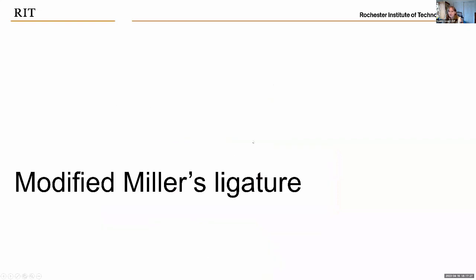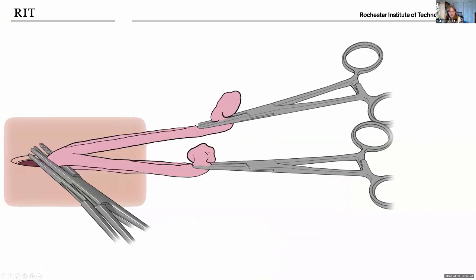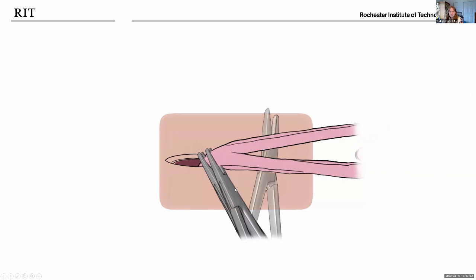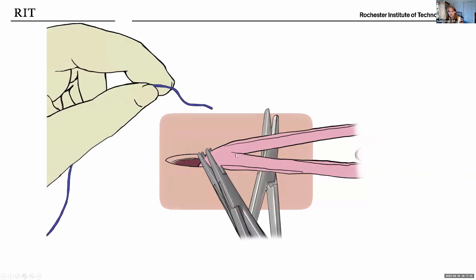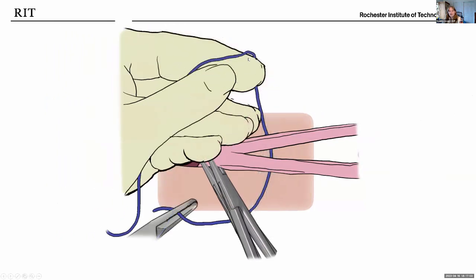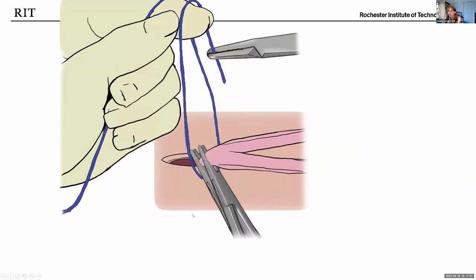Another one of the ligation techniques is the modified Miller, and this is oftentimes done on the uterine body, so I chose to depict it like that here. Once again, putting your 2 clamps on, and the needle driver coming down and under, the suture coming in. And then the suture gets brought under the uterine body and under the clamps, and then is looped around the finger.